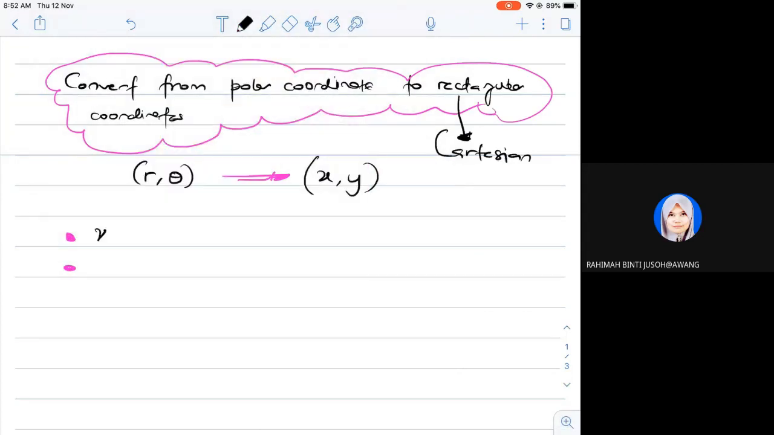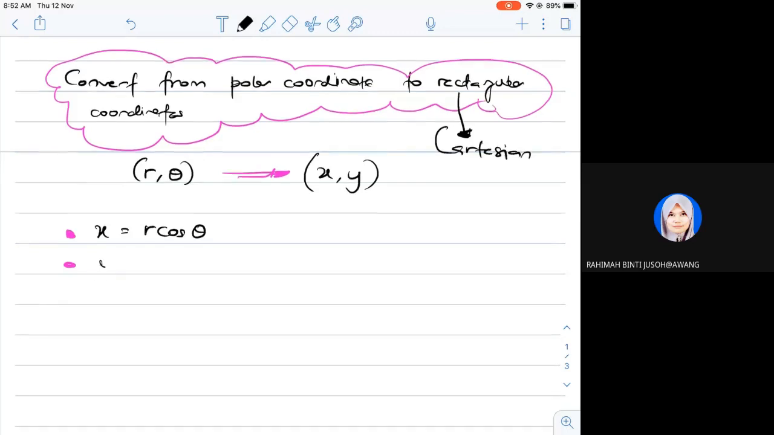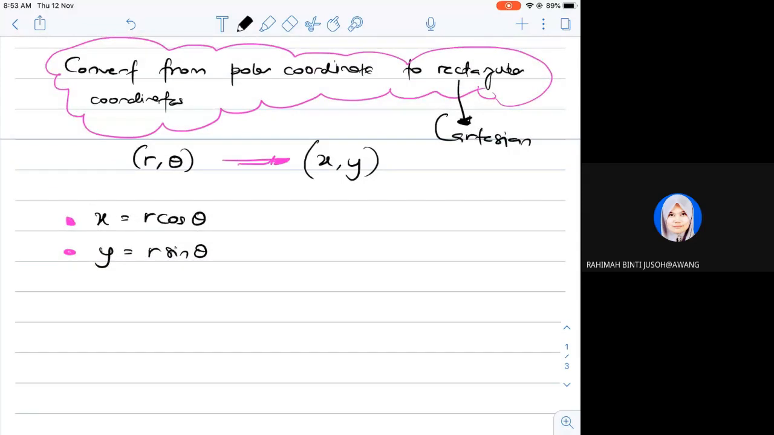Okay, x is equals to r cos theta. You have to remember when we are dealing with x, it means cos. X cos. And then y is equals to r sin theta. Y must always be related to sine. For this case, it will be very simple. We just substitute the value.